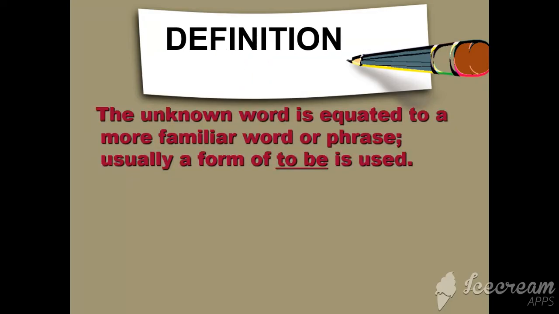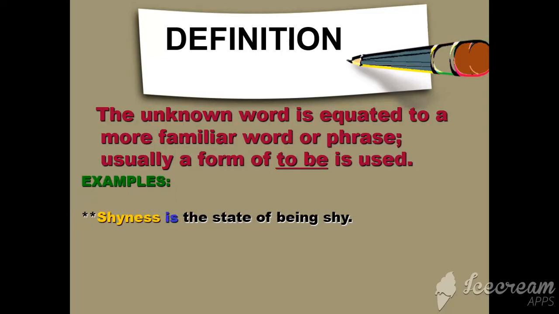Definition. The unknown word is equated to a more familiar word or phrase. Usually a form of "to be" is used. Let's take an example. Shyness is the state of being shy. So here we see that shyness means the state of being shy.